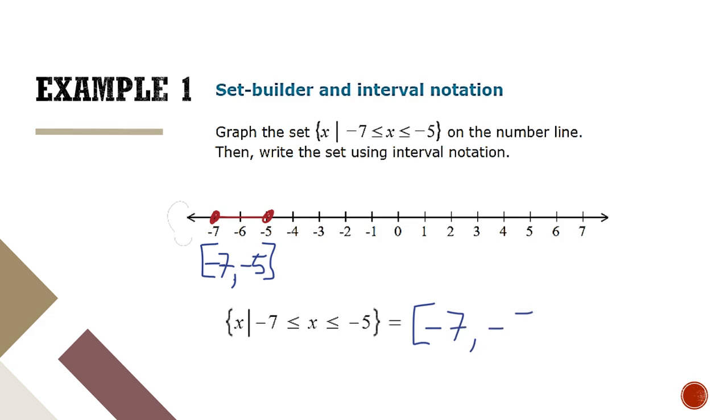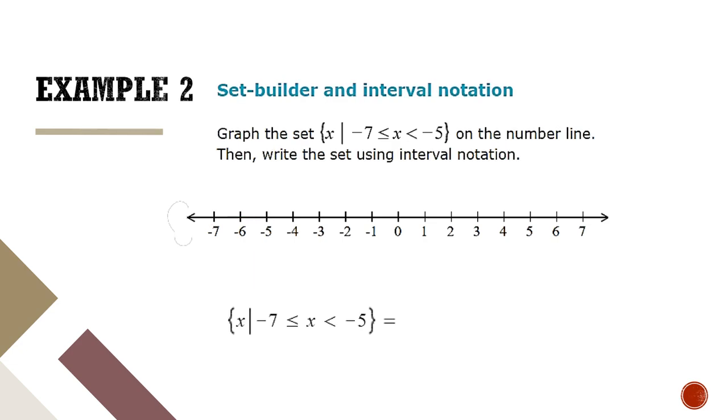It says everything from -7 all the way up to -5, including the endpoints. This includes -6, -6.11111111, or whatever number in between that is irrational or rational. It's every number in between.